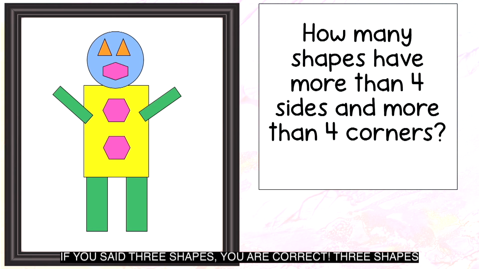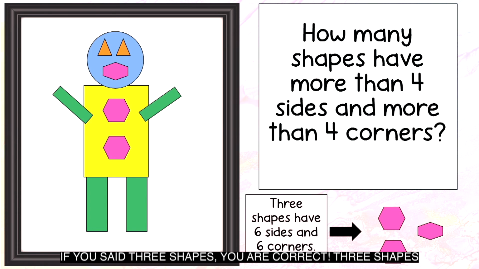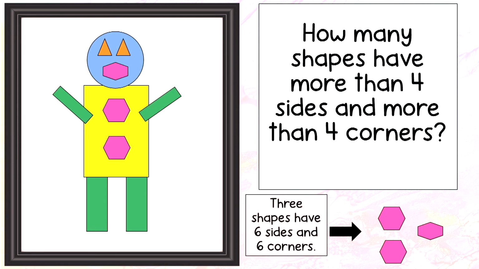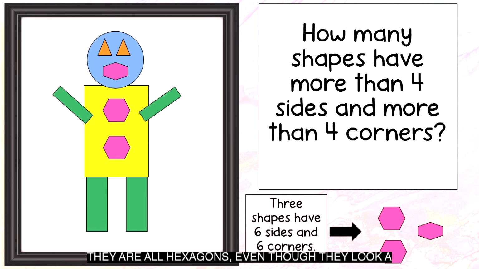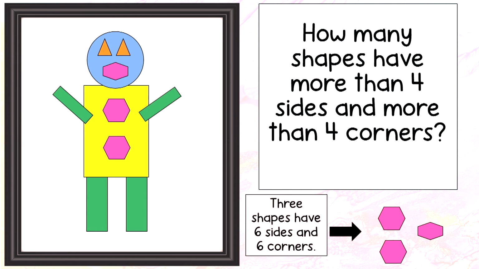If you said 3 shapes, you are correct. 3 shapes have 6 sides and 6 corners. 6 is more than 4. I also noticed that some of these shapes are different sizes or facing different directions. Since they all have 6 sides and 6 corners, they are all hexagons, even though they look a little bit different.